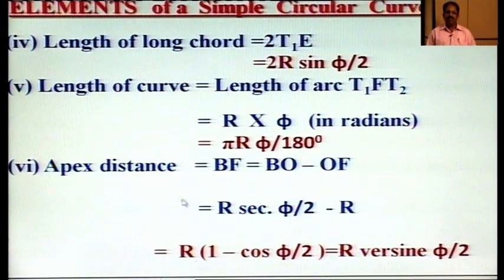Next is the length of the curve. The length of the curve is the length of arc T1 F T2, as already explained. So, this formula becomes pi R phi divided by 180 degrees. You have to remember all these formulas or elements of a simple circular curve to solve numerical problems. Similarly, the apex distance becomes R versine phi by 2, where R is the radius and phi is the deflection angle or central angle.